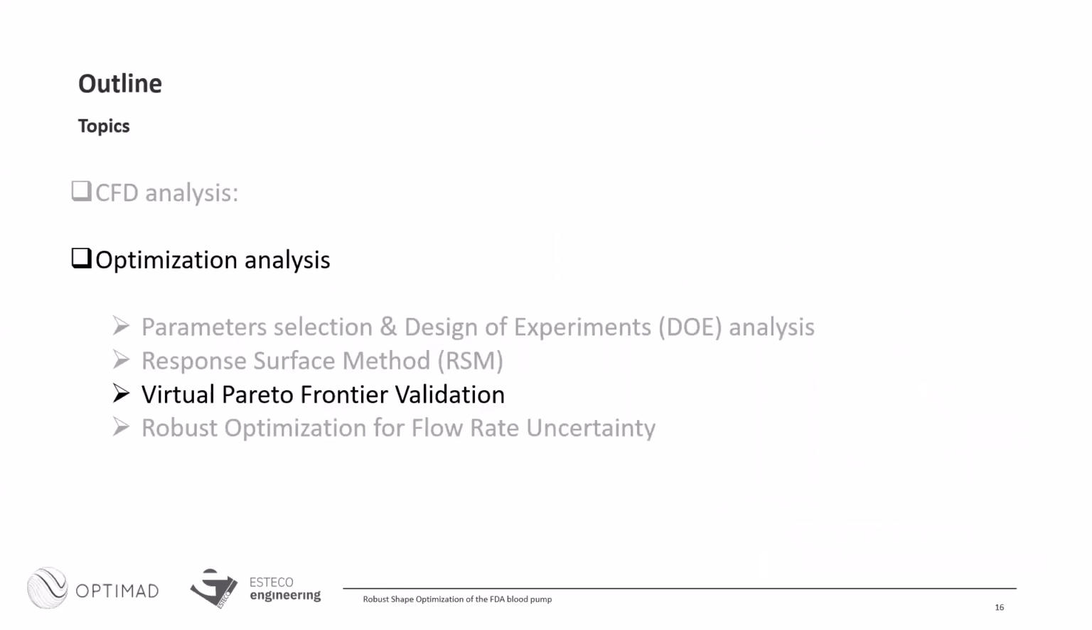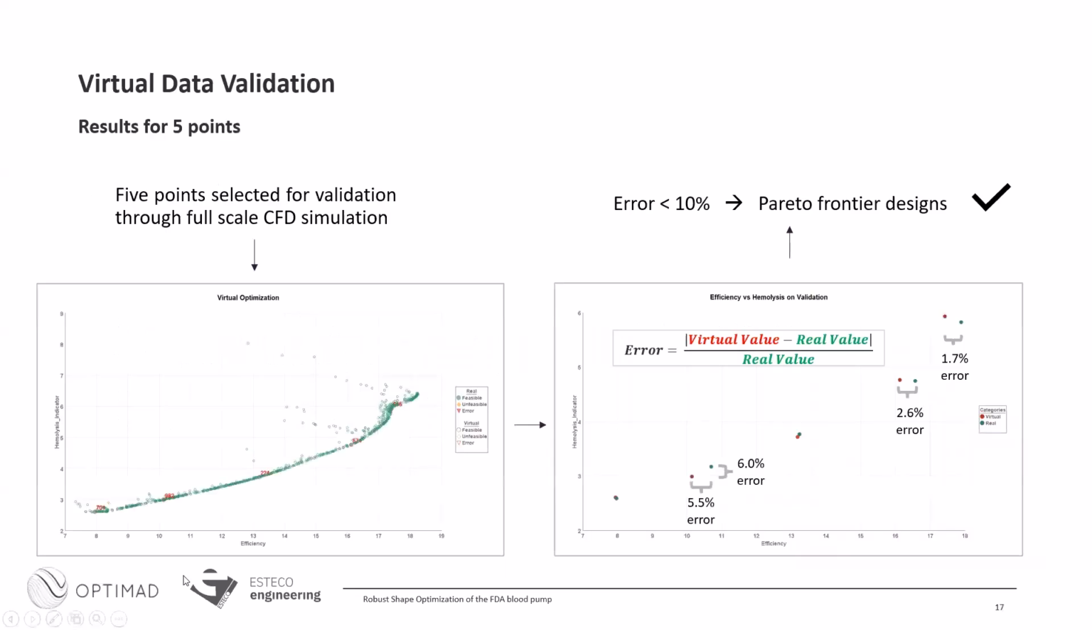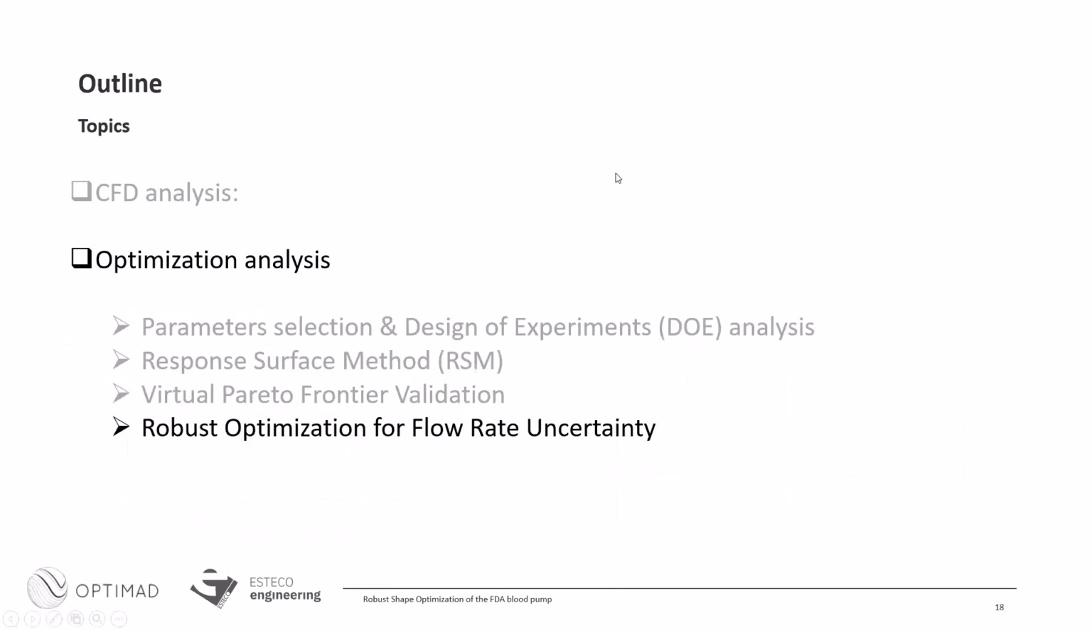Later, we validated 5 points evenly distributed along the Pareto frontier with respect to full-scale CFD simulations, and you can see that the error was lower than 10%. So this means that validation is okay, and these Pareto points can be considered Pareto frontier designs.